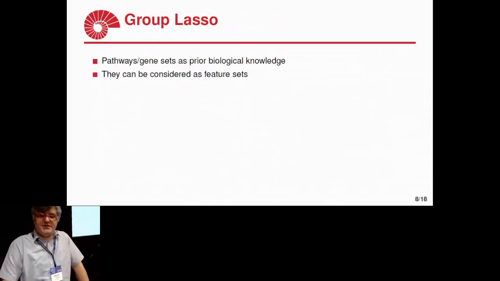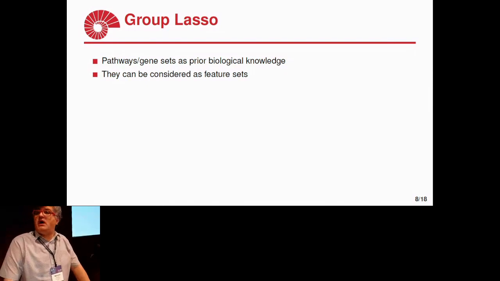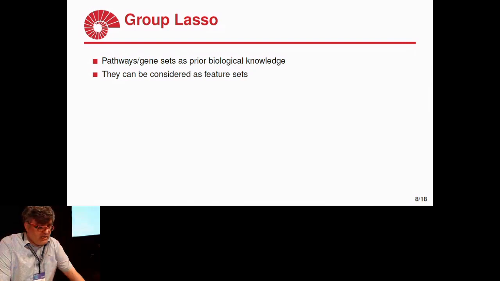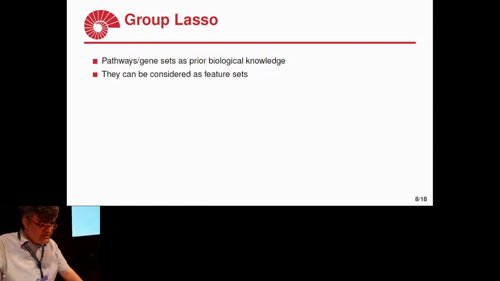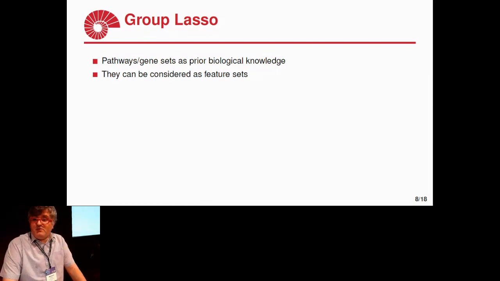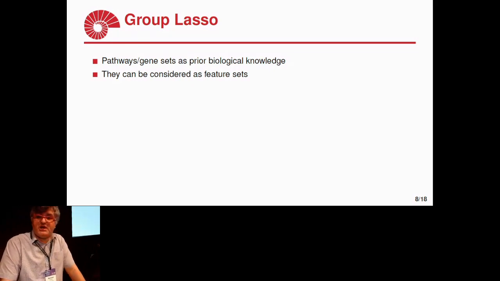Okay, the second ingredient of our algorithm was group lasso. Group lasso is an extension of the original lasso algorithm. In the original lasso algorithm, basically we have an L1 norm that selects features, that eliminates some of the features, and that picks some of the features during the learning process. Now we need group lasso because we would like to integrate pathways or gene sets as prior biological knowledge into our model. And we will consider them as feature sets in our group lasso formulation.